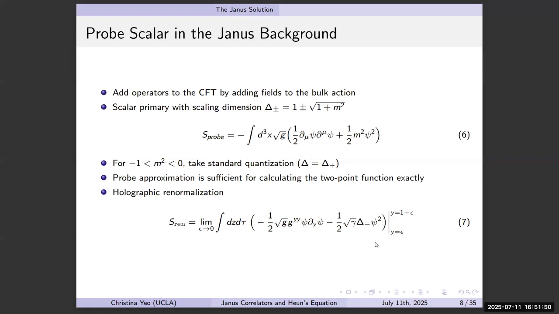There are divergent pieces that are exactly canceled out by this counter term. And we put in this slight deformation here because the delta minus will diverge at the boundary if the mass is positive. And then we take epsilon to 0. So this S is the probe cutoff, which lives in the bulk, which is 3-dimensional.